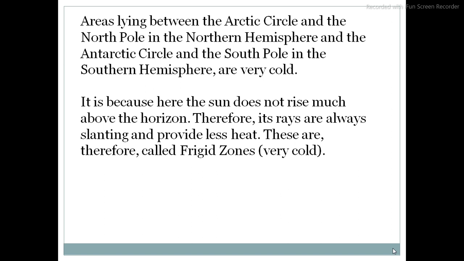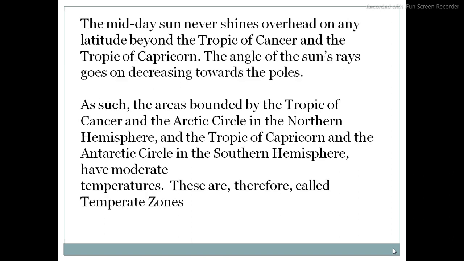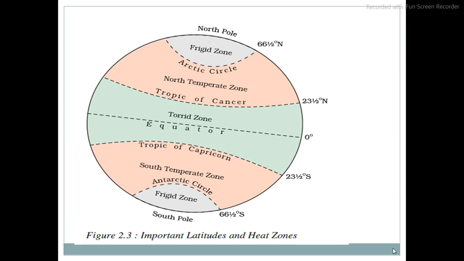we talked and discussed about the three zones. First, the torrid zone, temperate zone, and the last one, frigid zone. Once again, for the recapitulation, I will tell you this part. As you are seeing in the second slide, the diagram, figure number 2.3. Figure 2.3 is talking about the three heat zones, right?